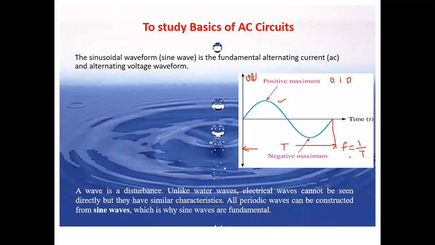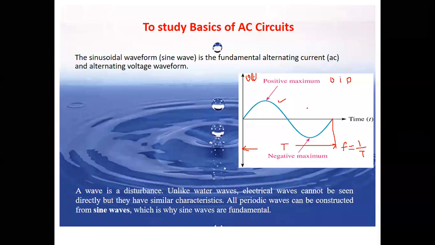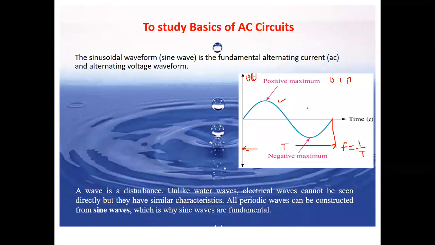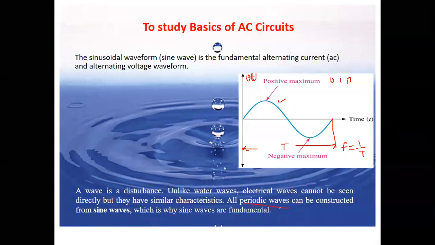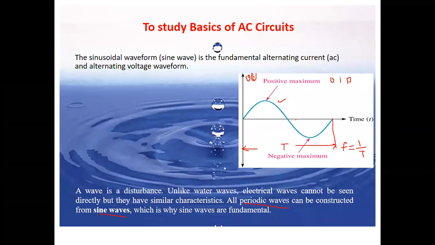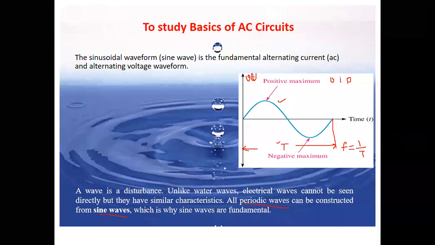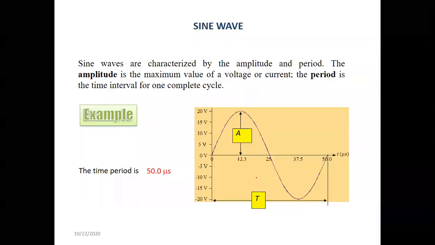Also, you might have studied about wavelength, or lambda, when you studied waveforms. Unlike water waves, which cannot directly have similar characteristics, periodic waveforms are constructed from sine waves. So the sine wave will have a frequency, or the cycles will be repeating after each time period. The number of cycles per second is called frequency.